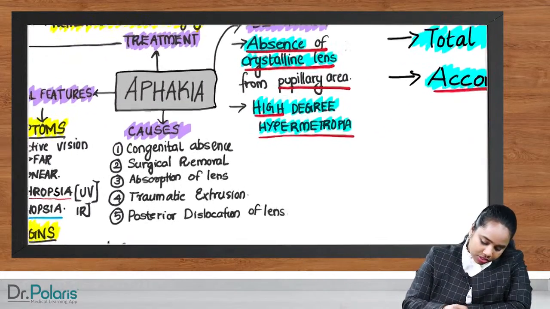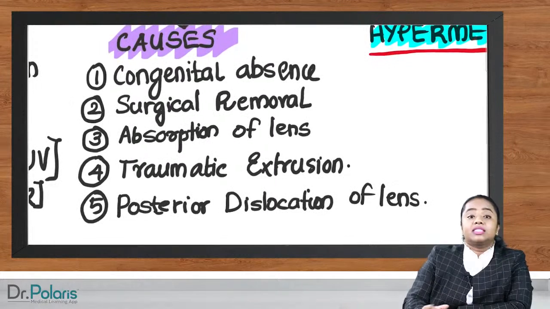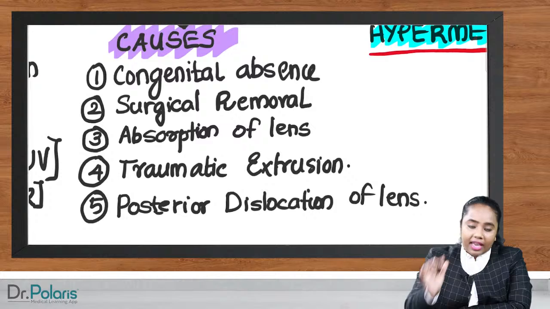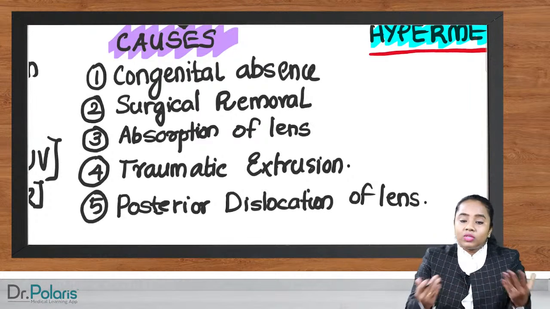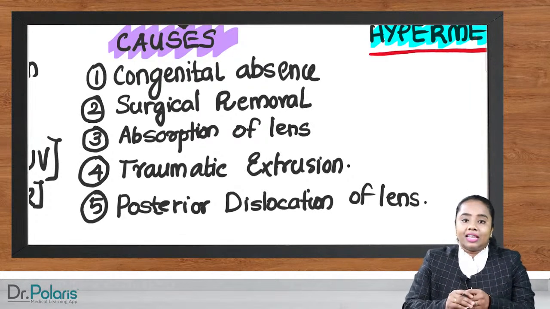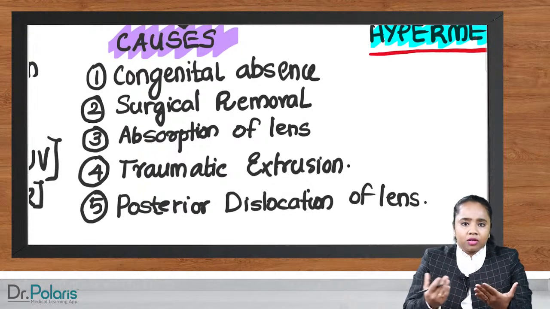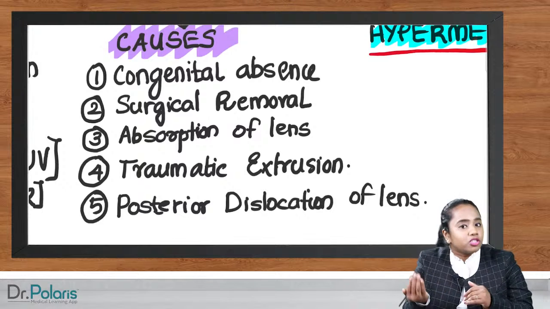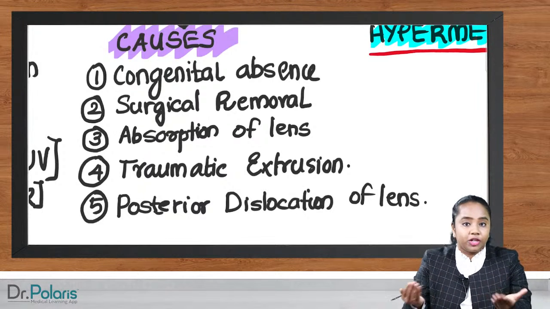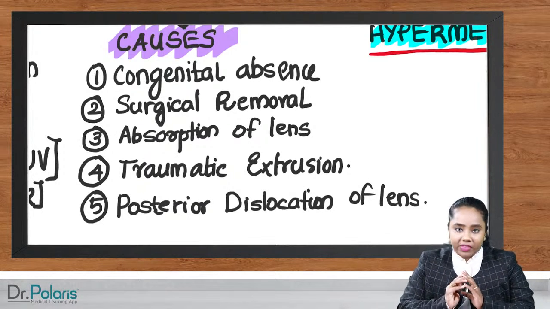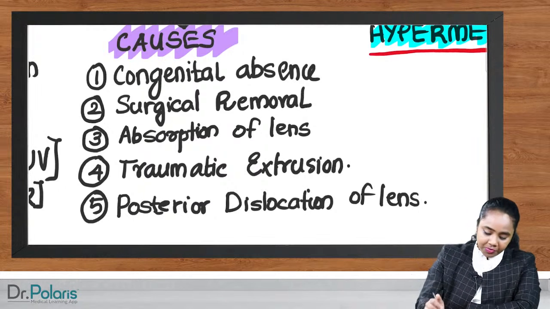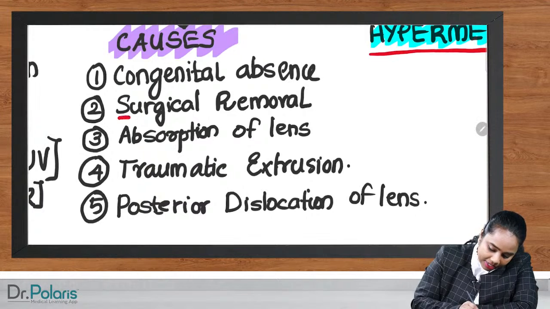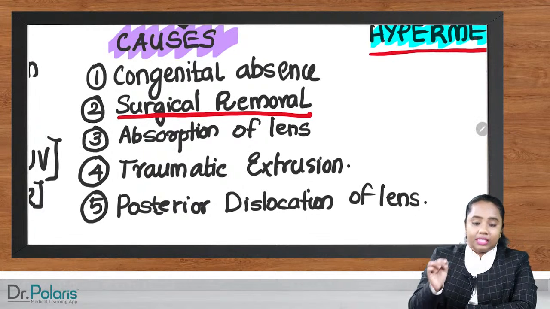Now, of course, the next thing that we will discuss is coming under the heading causes. What are the common causes in case of aphakia? Aphakia is the absence of crystalline lens, and it can be because you remove it particularly, or it can be because of any other causes that have led to a complete absence of the lens. So always remember that. Surgical removal is there in our list.